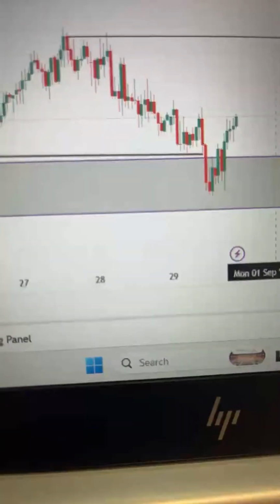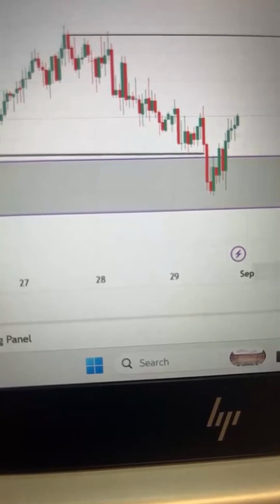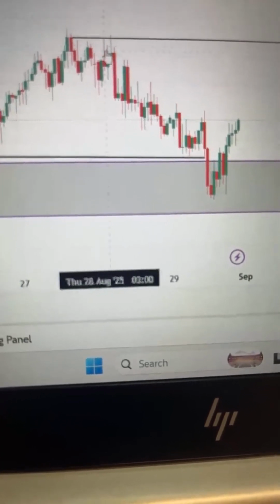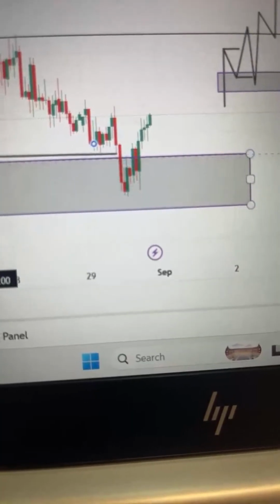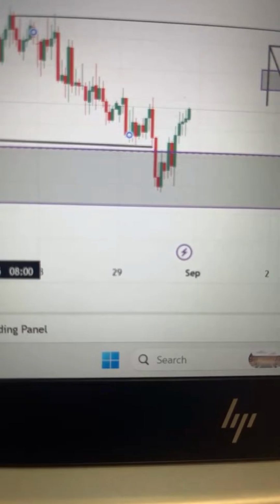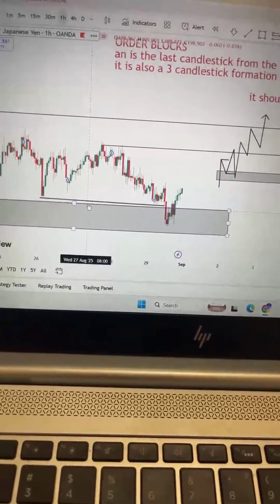Then your last TP is going to be up here. So this is going to be your last TP. And this is how we trade order blocks. So this is a bullish order block. It's not a bearish one. So we shall go and I'll show you also the bearish order block from the last candlestick from the opposite direction. So this is what it is.